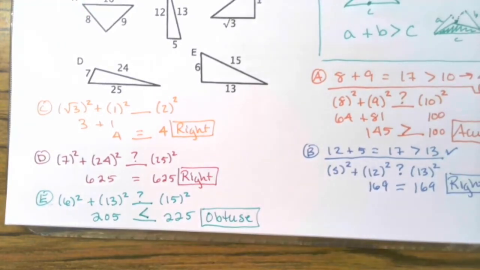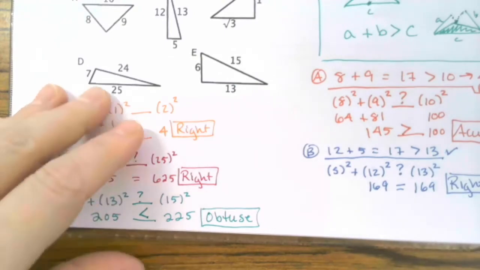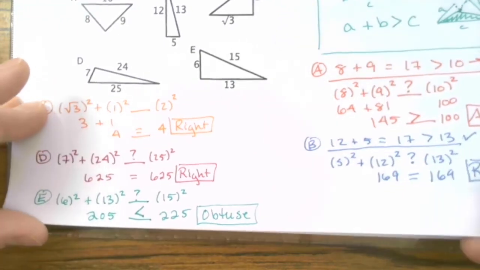So always test to see if a triangle is possible, and then use the converse of the Pythagorean to tell you what type it is. Okay, flip the page.